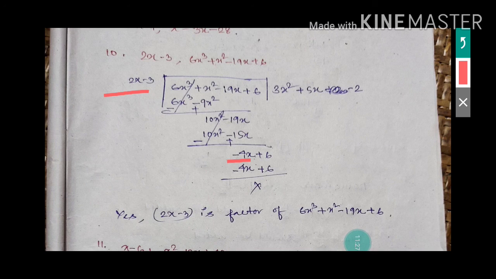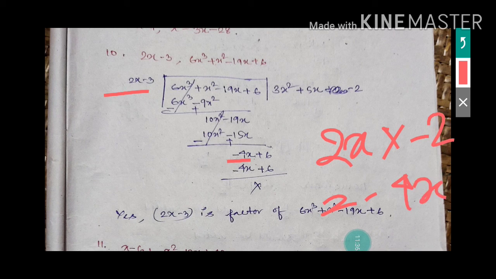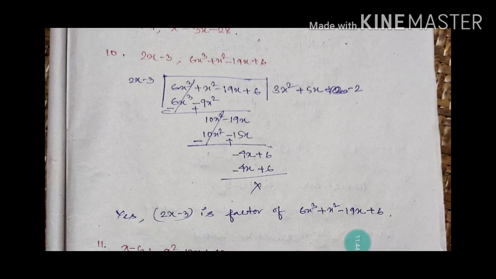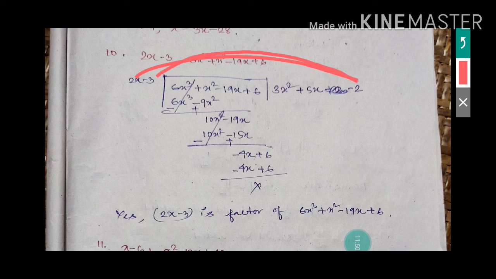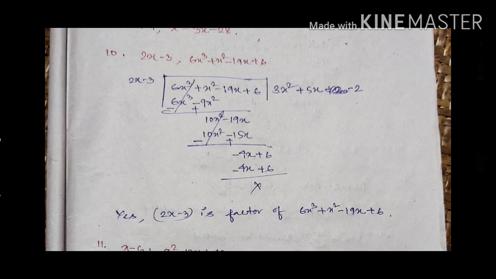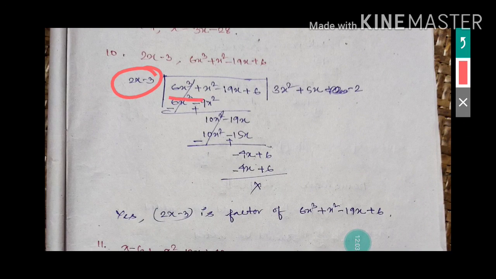Minus 2. Now with 2x, if you multiply minus 2, then only you will get minus 4x. If you multiply only 2, then 4x you will get, but I need minus 4x, that's why I need to multiply with minus 2. So 2x into minus 2 is minus 4x, then minus 3 into minus 2 is plus 6. See, both the terms are the same, minus minus, so it will get cancelled. So now your remainder is 0, that means this term divides that dividend, this factor divides this algebraic expression, that means this is a factor.